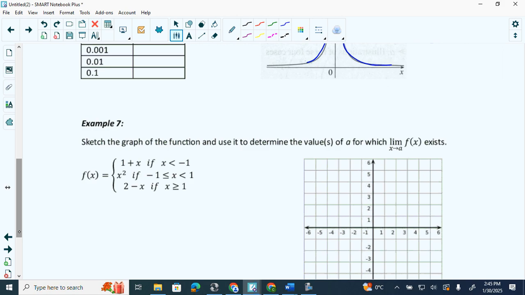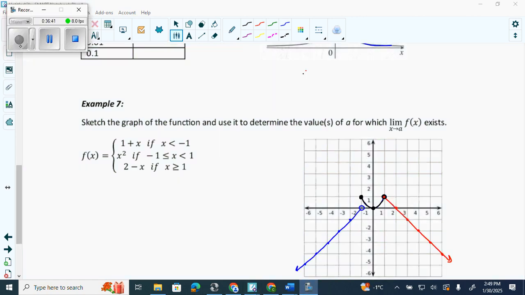Example 7. We have a piecewise function here, okay? I want you guys to draw the piecewise function, and then we're going to talk about the limit as x approaches -1 and 1. But first draw it. If we look at the actual graph that is sketched here, there is a gap, a jump discontinuity at -1, correct? The moment there's a jump discontinuity, the left limit and the right limit can exist, but the limit itself won't, because they have to go through the same value.